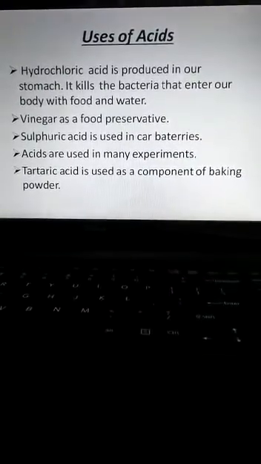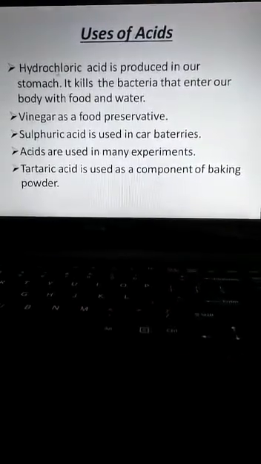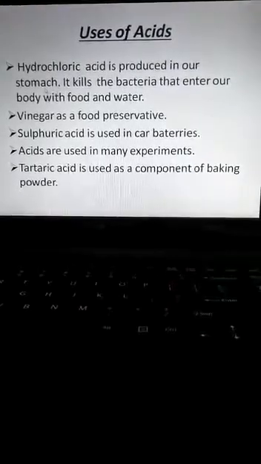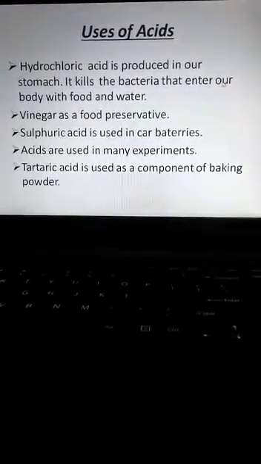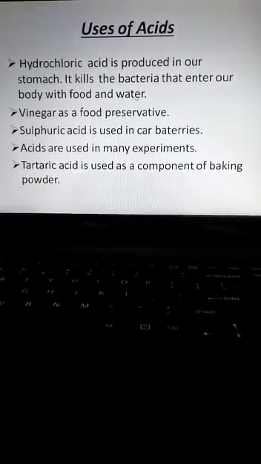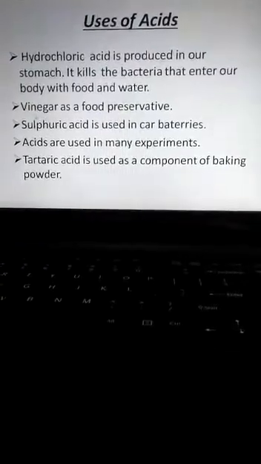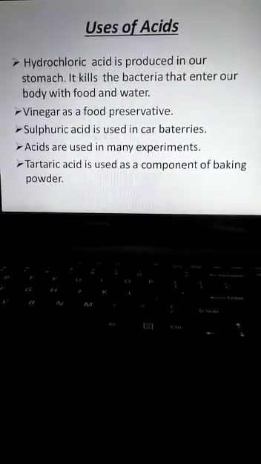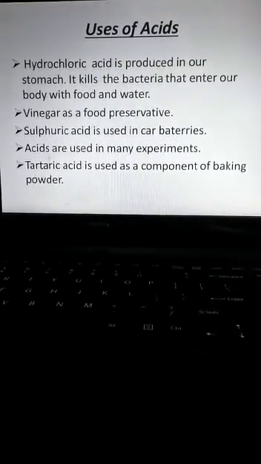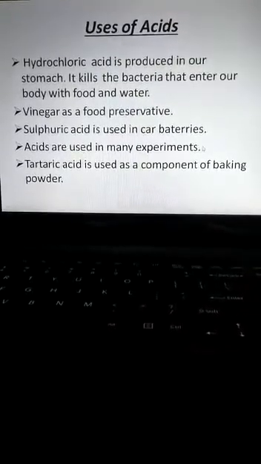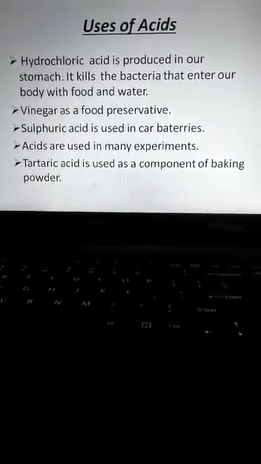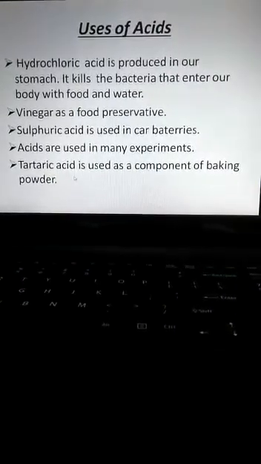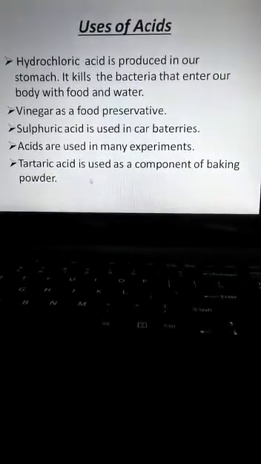Now, uses of acids. Hydrochloric acid is produced in our stomach. It kills the bacteria that enter our body with food and water, and it also helps in the digestion of food. Next is vinegar as a food preservative. Sulfuric acid is used in car batteries. Acids are used in many experiments in the laboratory. Tartaric acid is used as a component of baking powder. Children, these are a few uses of acids which I have given you over here.